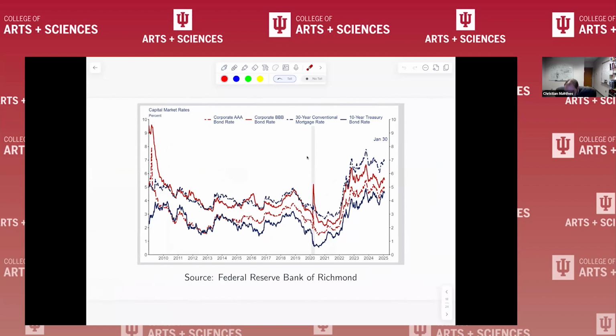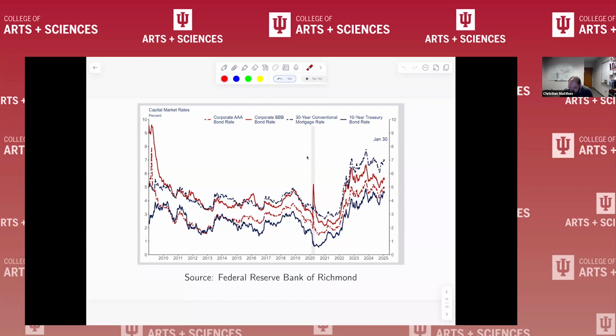And what I've plotted here are a couple of different interest rates. And you see they differ in their levels, but they actually move pretty much in lockstep. What I'm plotting here are two corporate bond rates. They basically tell us how much companies have to pay in interest if they want to borrow money. We're looking at a AAA rate, meaning these are firms that are very creditworthy, and then we're looking at firms that are a little bit less creditworthy, that have a lower credit rating.